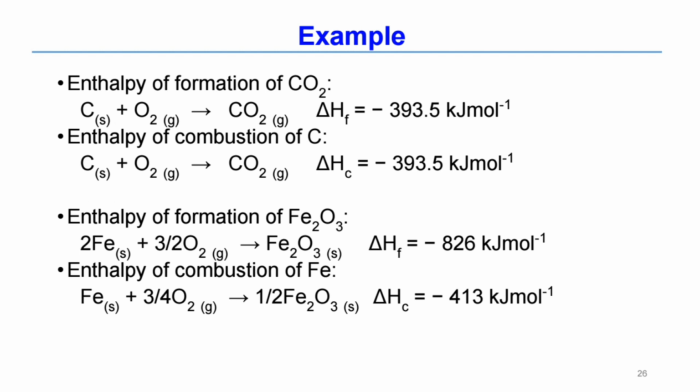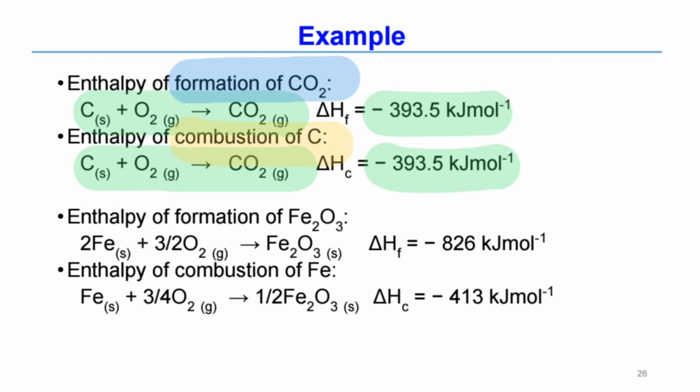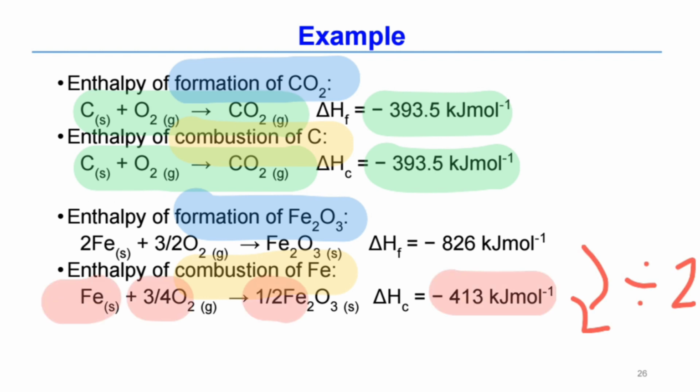For a certain equation, you can have the same equation with the same value of enthalpy but it is called a different type of enthalpy. For example, the enthalpy of formation of carbon dioxide can have the same equation as the enthalpy of combustion of carbon. Another example is the enthalpy of formation of iron trioxide, which can have the same equation as the combustion of iron but with half the ratio of its stoichiometry and its value of enthalpy.